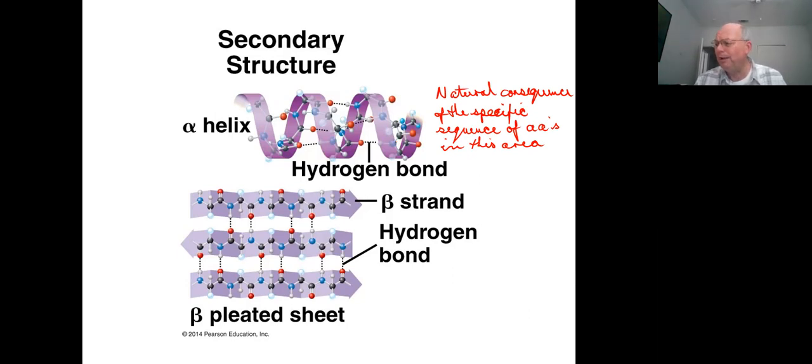Likewise with the beta pleated sheet. If we looked at this pleated region, we would notice from the side that it goes like this.